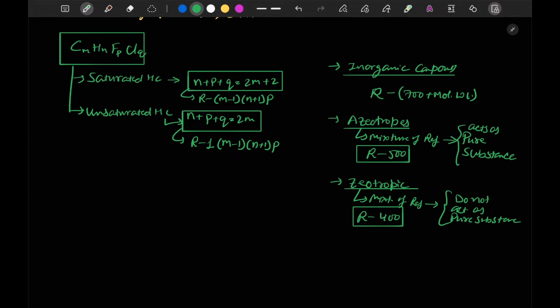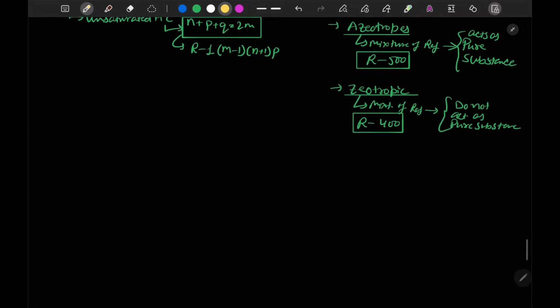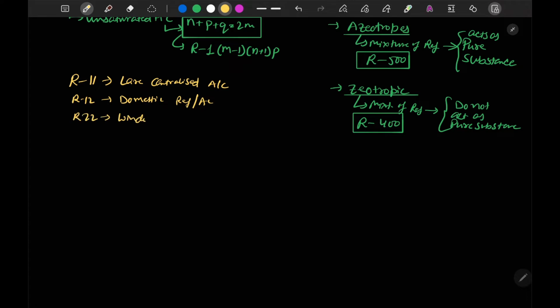Now moving to the next portion, some applications. R11 is used in large centralized AC plants. R12 is used in domestic refrigerators or AC. If I talk about R22, it is used in window AC. R134a is used in car AC. It is also used in domestic refrigerators and ACs.